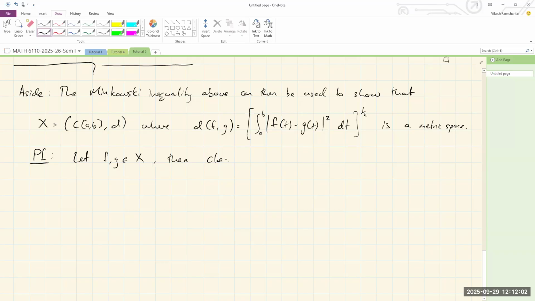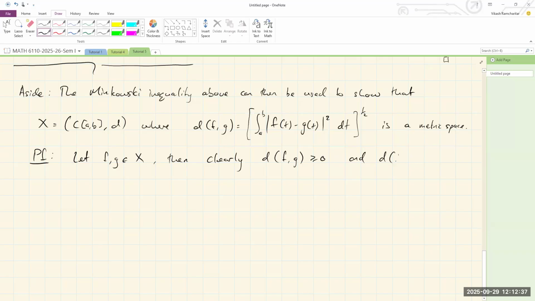Then, clearly, by the definition of this distance, so we can't say it's a metric yet, but it will be a metric. By how we define this map, it will be bigger than or equal to zero, because I'm taking the integral of a non-negative function since it's always squared, and then I'm taking the square root of it. So this number, whatever I get here, is non-negative. So clearly the distance between f and g is always bigger than or equal to zero.